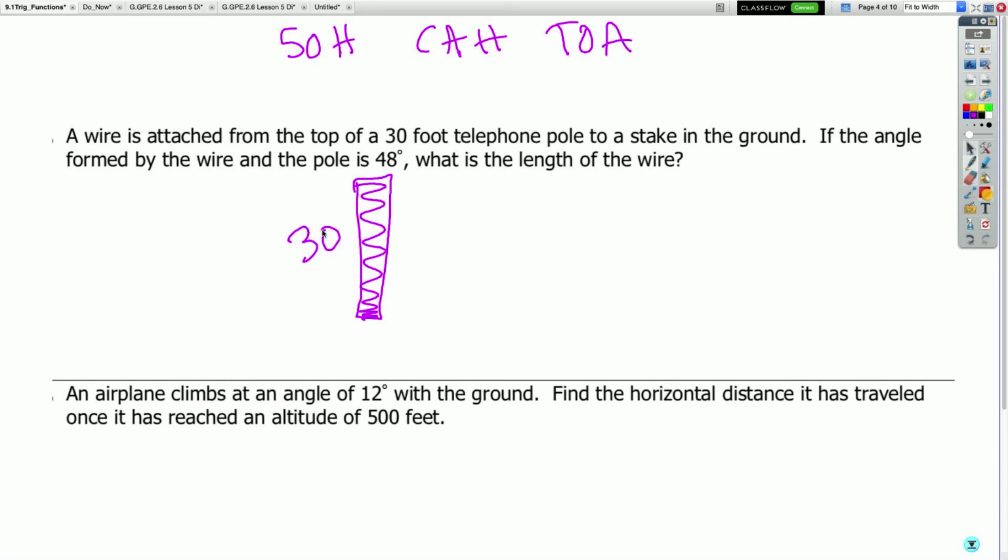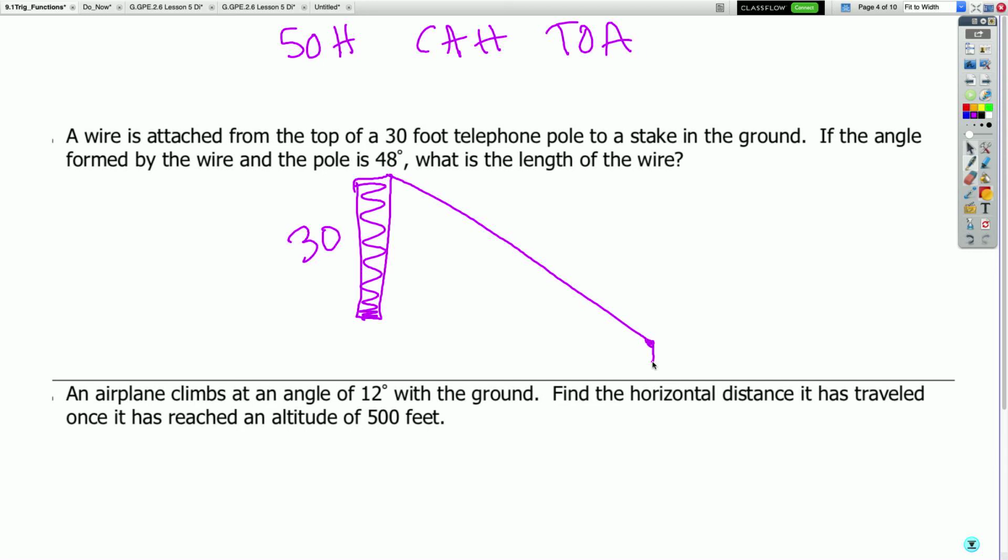Alright, so a wire is from the top of the telephone pole to a stake in the ground. There's my little stake. Miss Rowan, could you send Avery to check out, please? Yes. Thank you.